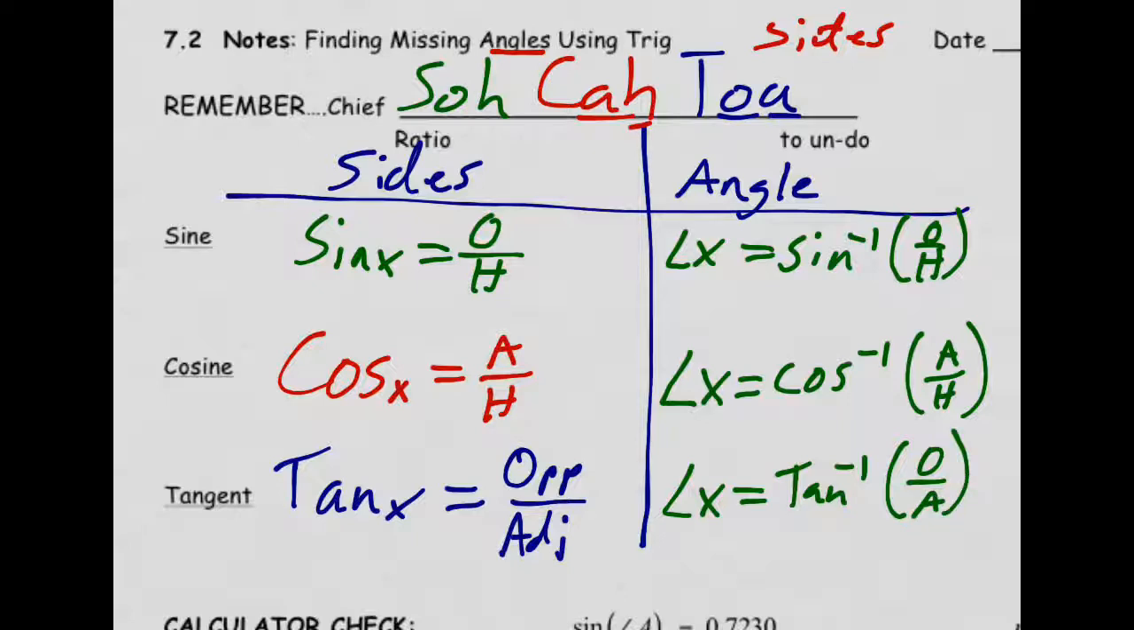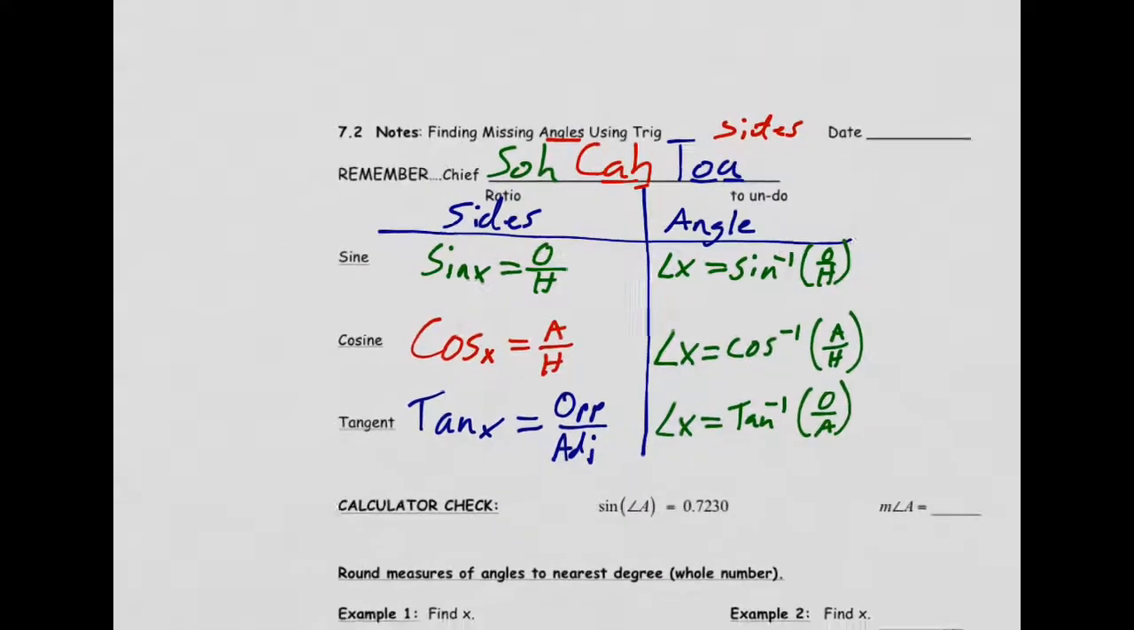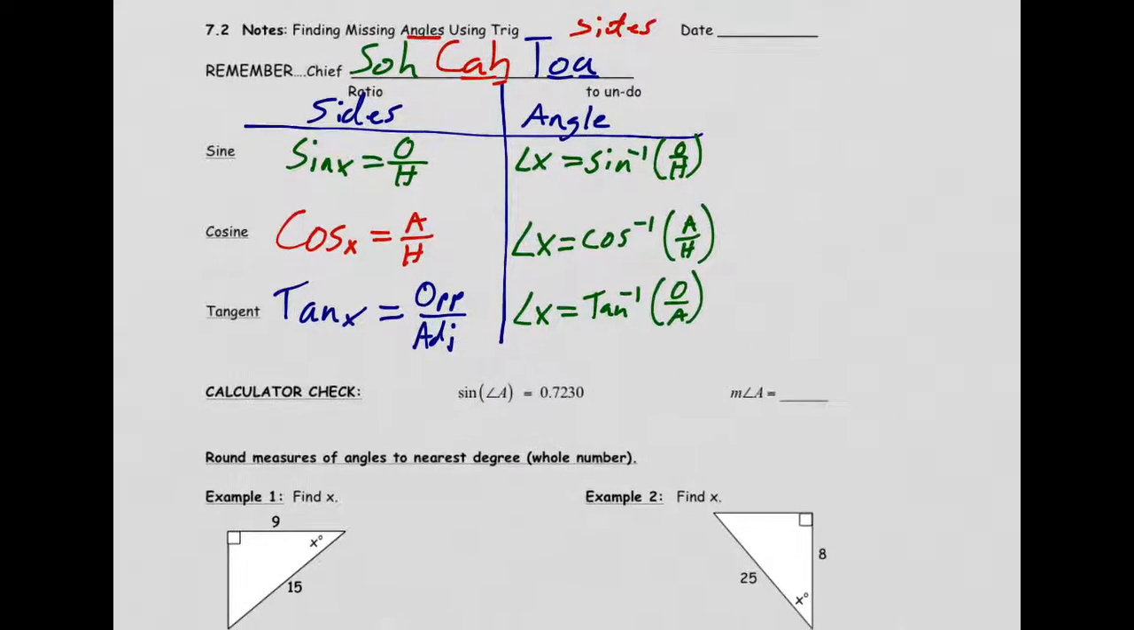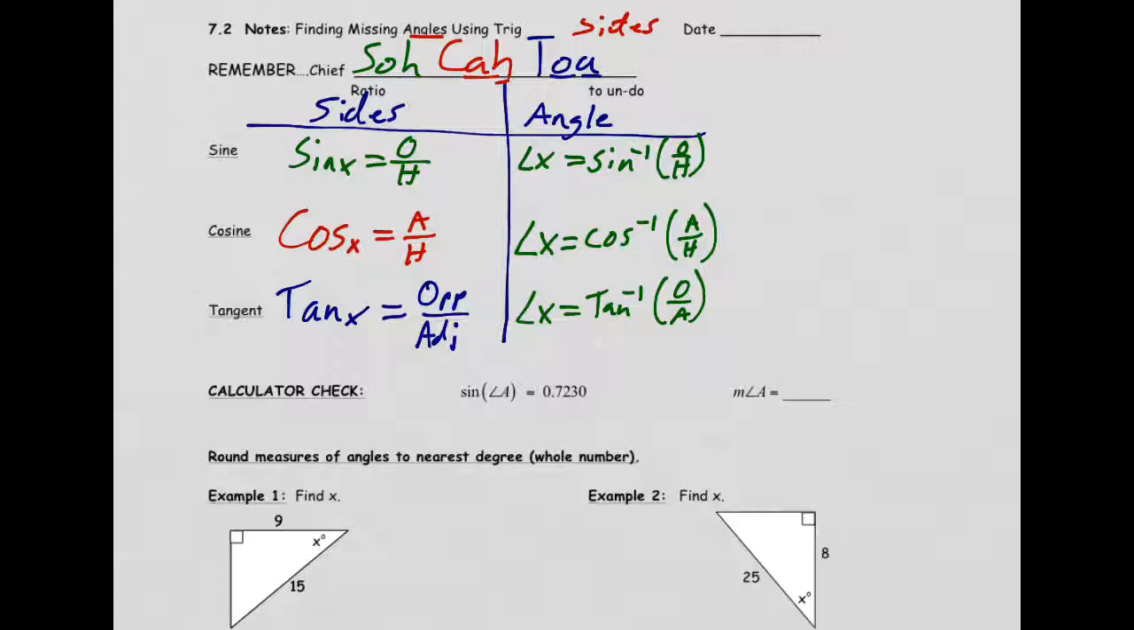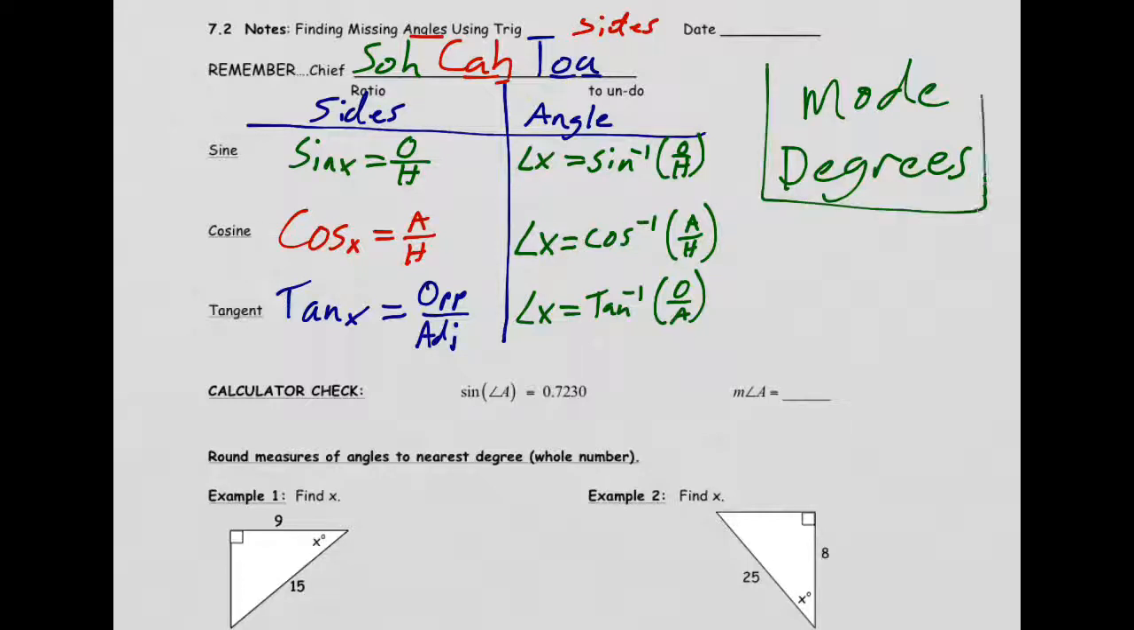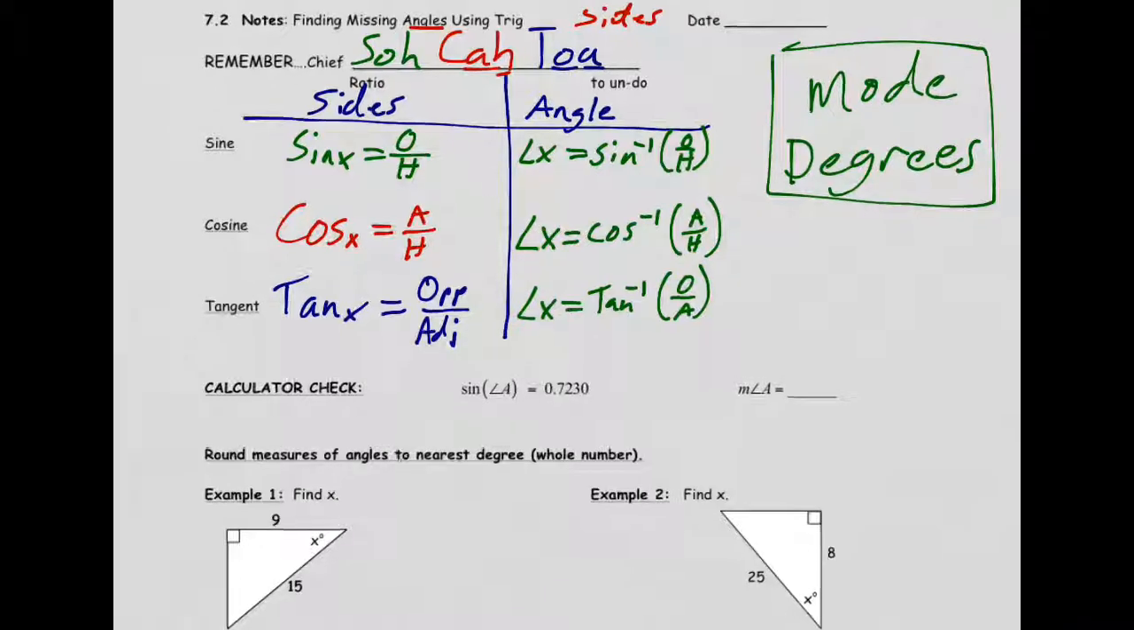So now that we've gotten these written down, let's take a look at our calculator check here. Remember, you want to make sure that your calculator is in degrees, not radians. We went over that in 7.1. If you're getting some wonky numbers, hit the mode button on your calculator and highlight the degrees. For a more detailed explanation, you can look at the 7.1 notes.